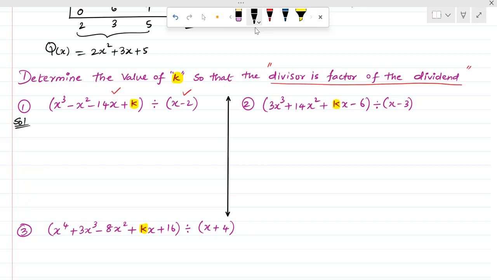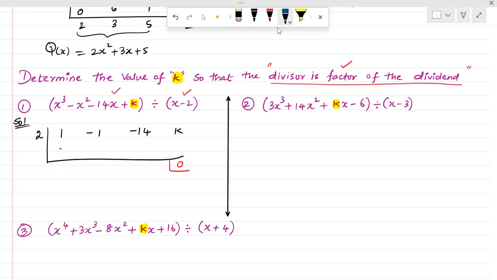So this is the polynomial given. I write it as 1, minus 1, minus 14 and k, and it is divided by the factor x plus 2. Since it is given as a factor, what do you mean by factor? The remainder must be 0.